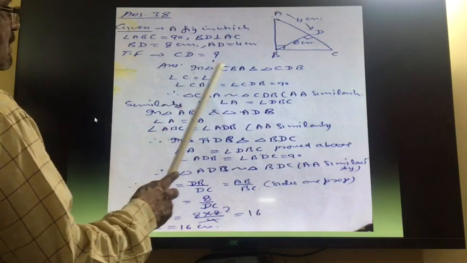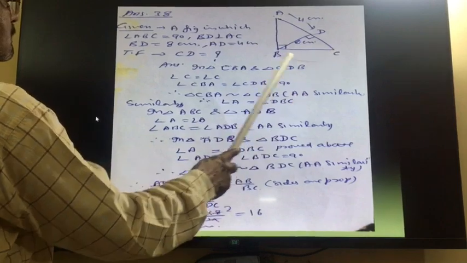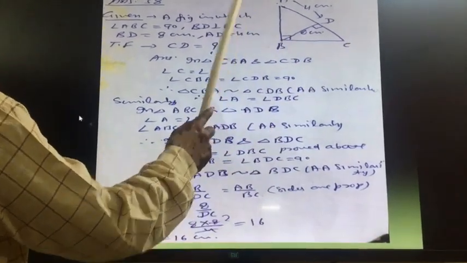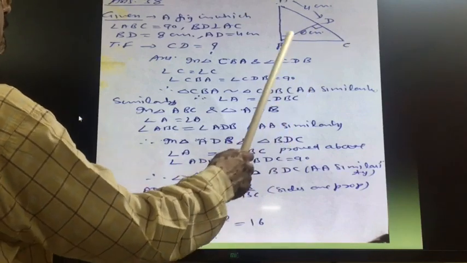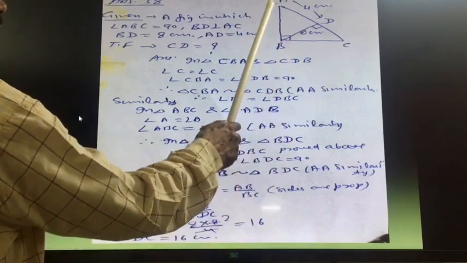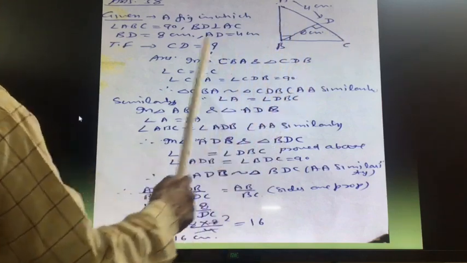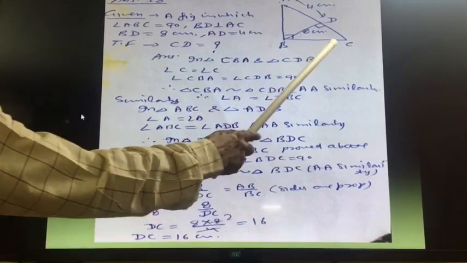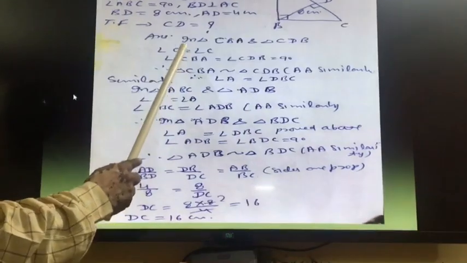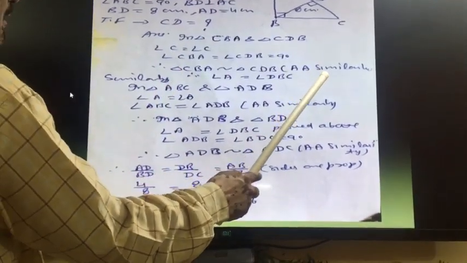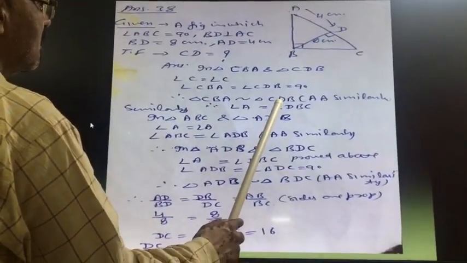So take triangle CBA, C, B and A, like this clockwise, and triangle CDB anti-clockwise. In these two triangles, angle C is equal to angle C, it is common, and angle CBA and angle CDB are each 90 degrees. If two angles are equal, triangles will be similar by angle-angle similarity. So triangle CBA is similar to triangle CDB.